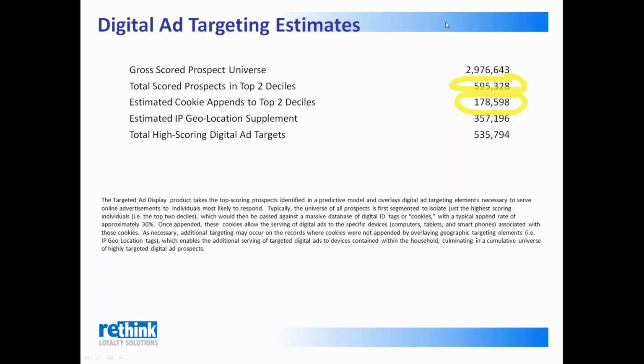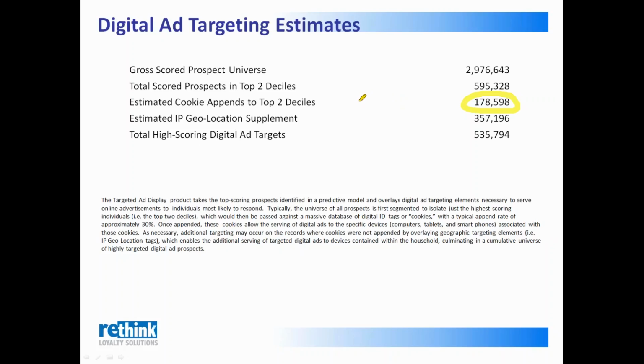But ultimately, I would say we would probably find a population of a couple hundred thousand highly targeted scored prospects with digital tags. A digital tag is simply a cookie. That would allow us to serve ads to those people when they're on Facebook, or checking the surf report to go surfing in Newport Beach.